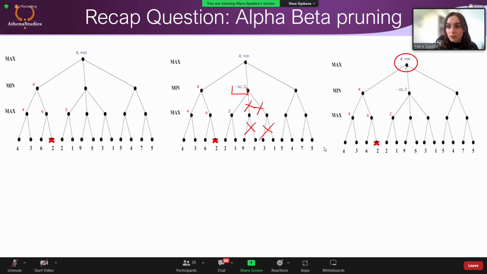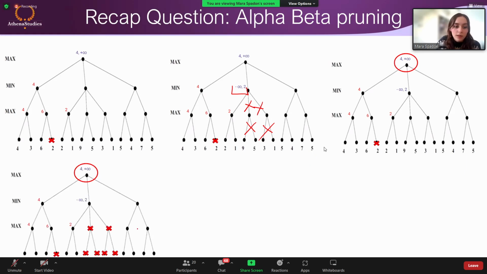Yes, exactly. You have to pay attention to this one here. So it could change if it was smaller. We could have a smaller value here, but because we need 4 or something bigger, it doesn't matter for the outcome of the game, right? So that's why we can prune this entire subtree here. Does that make sense? Are there any questions so far?